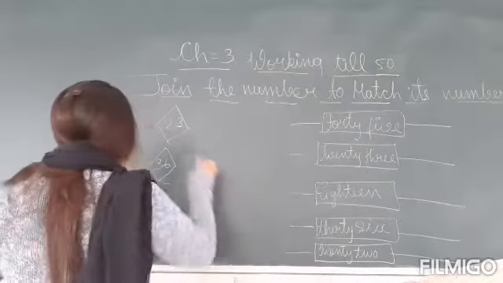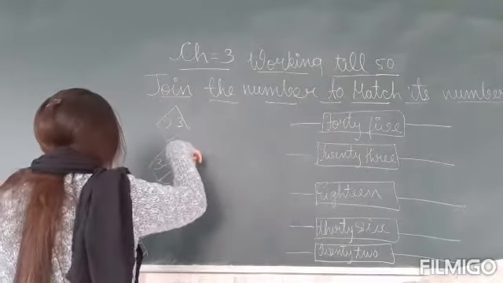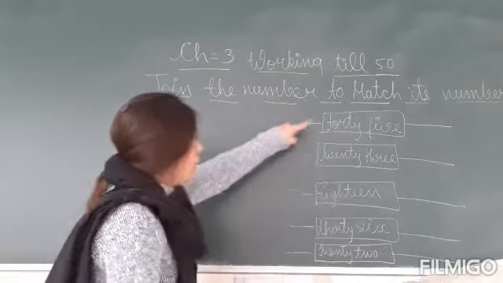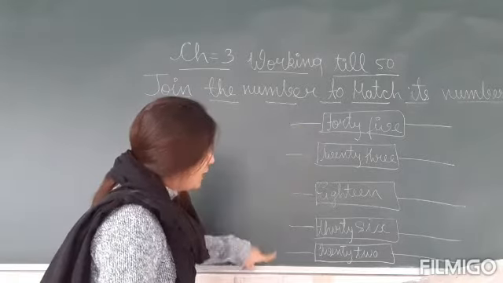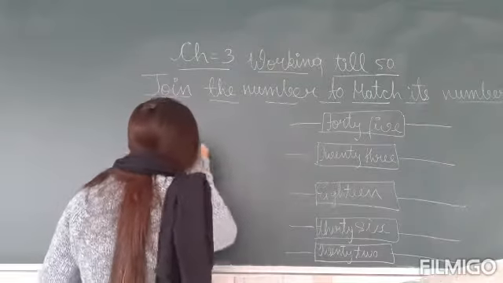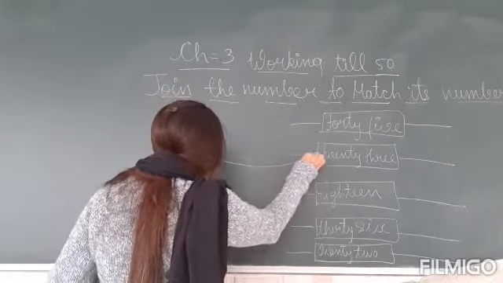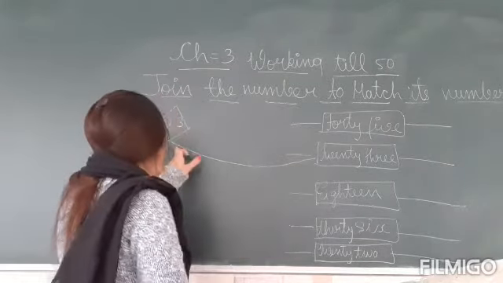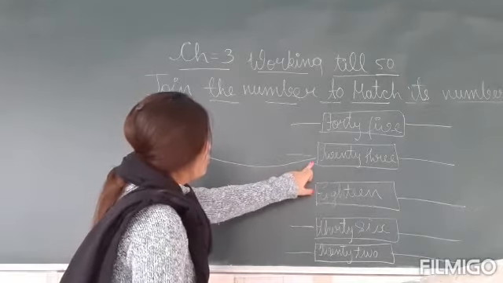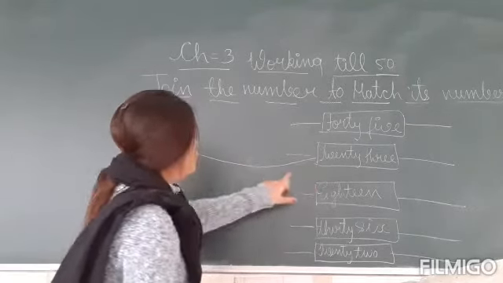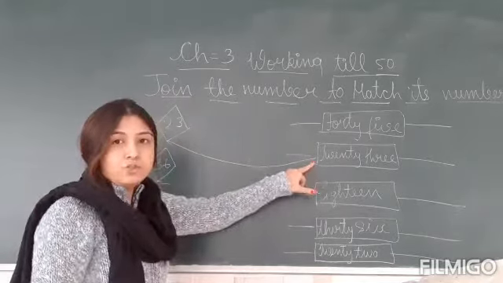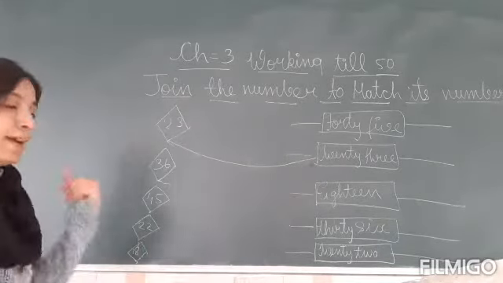Okay, students. You can see the kite here, 23 in figure. So we have to see which is 23 in figure. The second one is there in words, 23. So we have to make a thread and stick it in this. Okay, students. Now next is there.